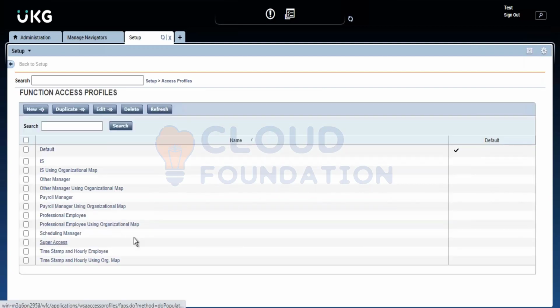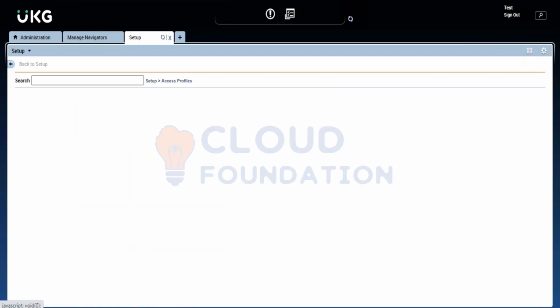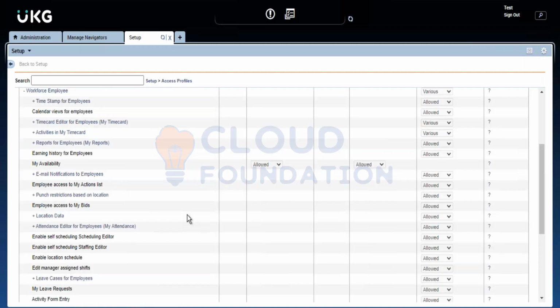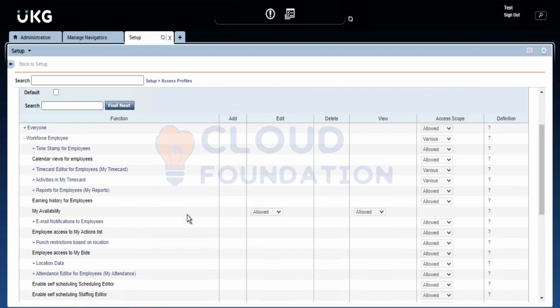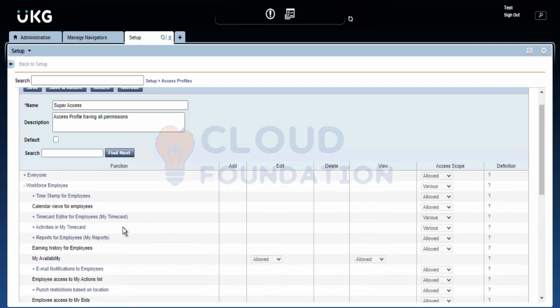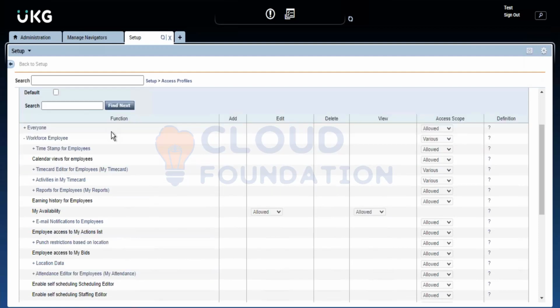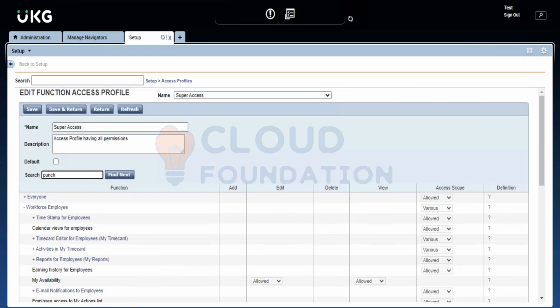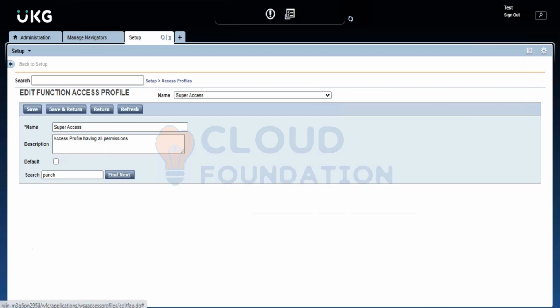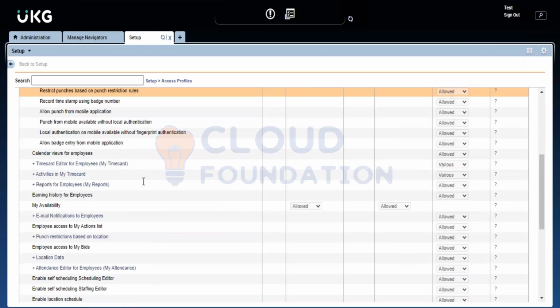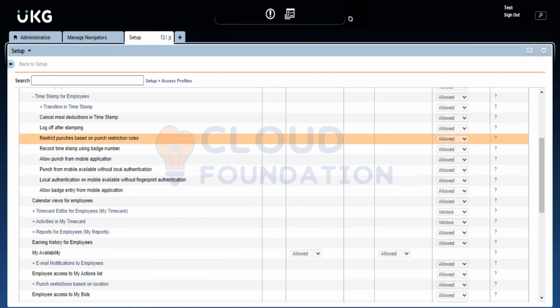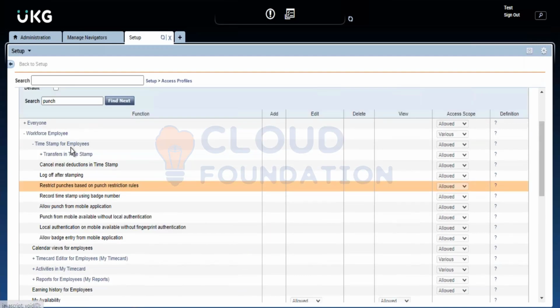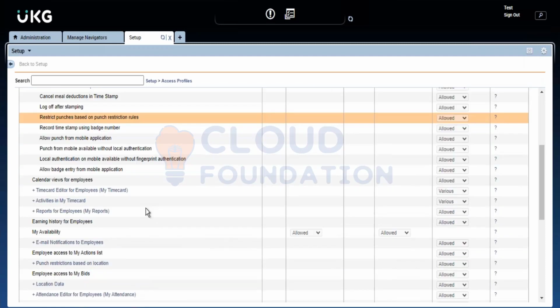This is basically where you allow or disallow access. For example, I'm going to create an access profile for an employee, but I don't want the employee to be able to edit their punches. Let's see what options we have for punch. As an employee, I can disallow his access to timestamp.